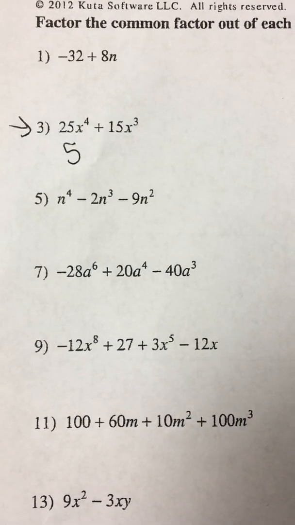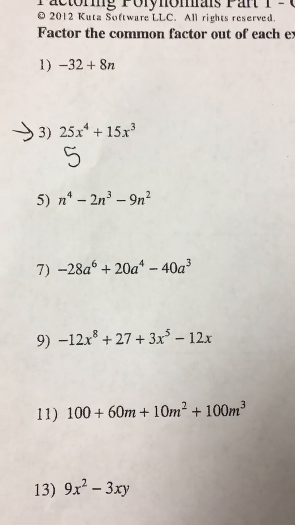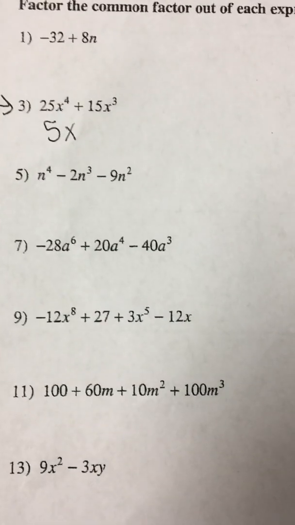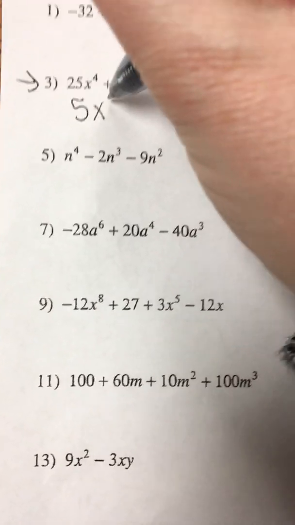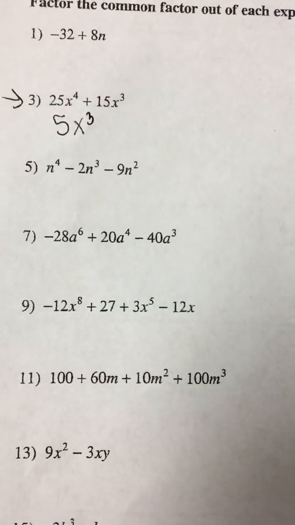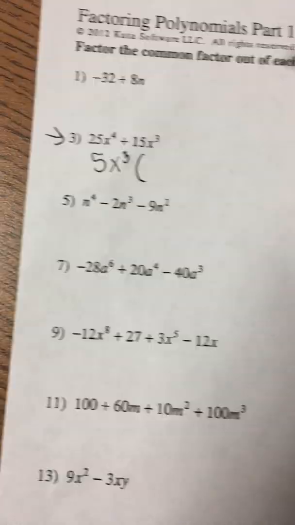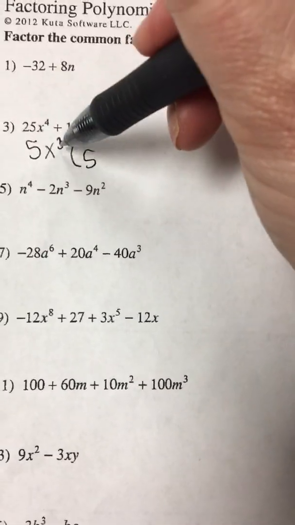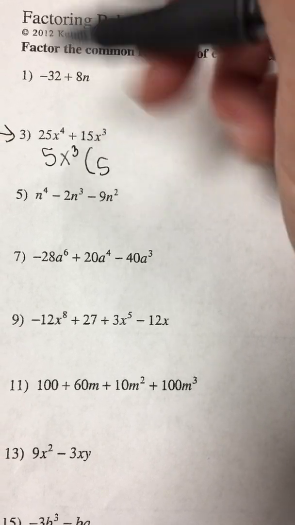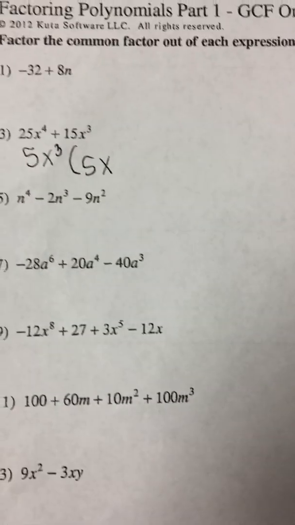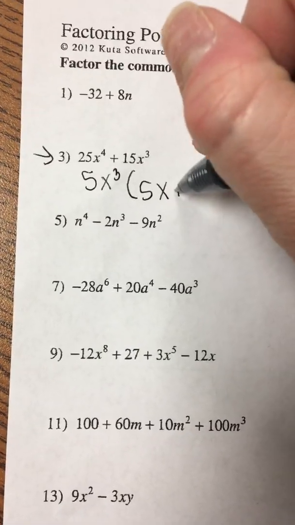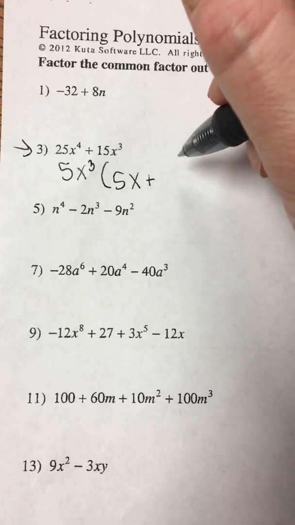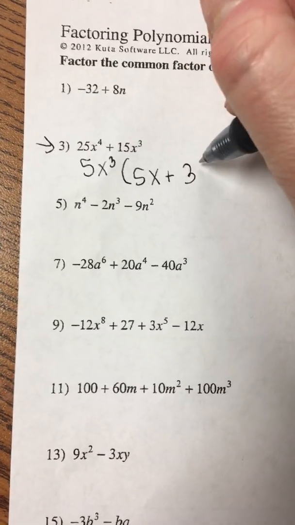Now you have to figure out what variable they have in common, which is the x, and then you have to think x to what power? They both have x to the third. I added my parentheses. 5 times what gives you 25? 5. X cubed times what gives you x to the fourth? Just a plain x. Now, let's do the second term. 5x times what gives you 15x cubed? It would just be 3.